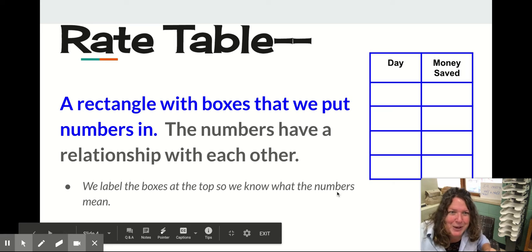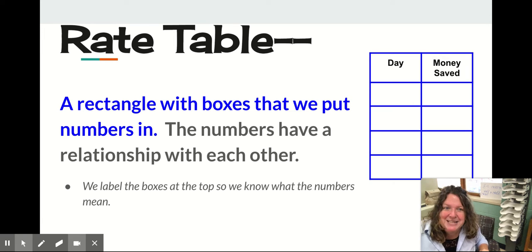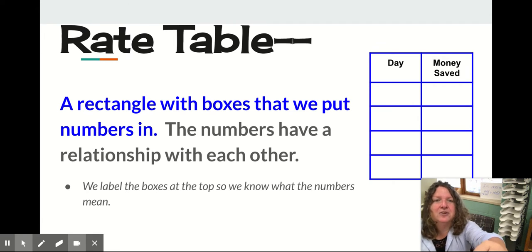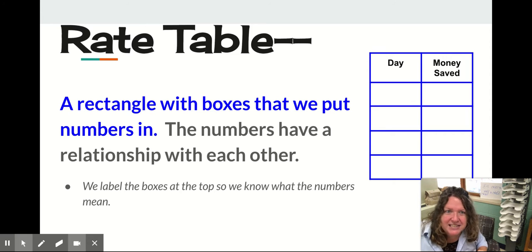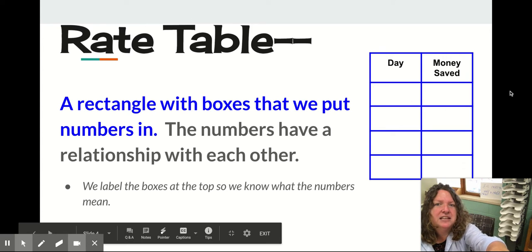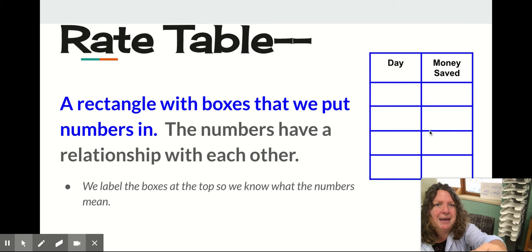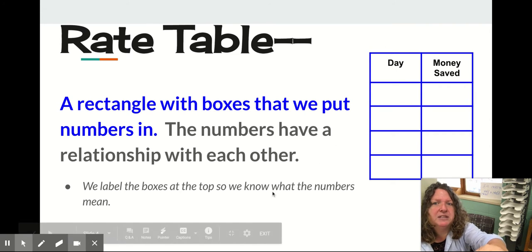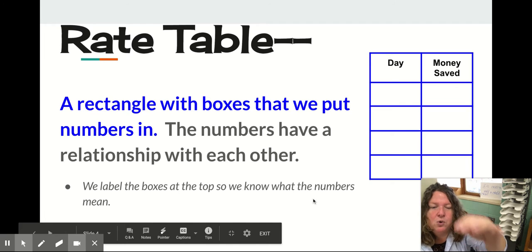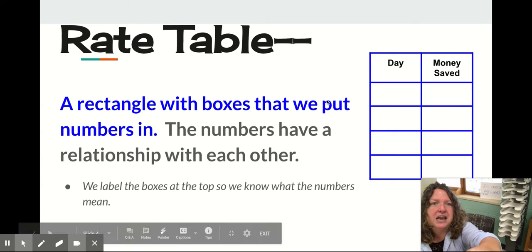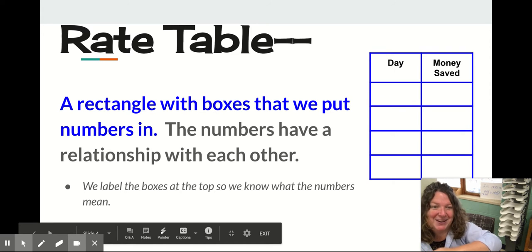Now, the last vocabulary word you're going to need to know today is rate table. Here it is. This is not the table that you sit at to eat supper. This is a rectangle with boxes that we put numbers in, and the numbers have relationships to each other. So in math, this is a math table, and we're calling it a rate table because we're going to say how often something happens. And notice that we're going to put labels on the top so we know what we're talking about. So now let's talk about today's lesson.